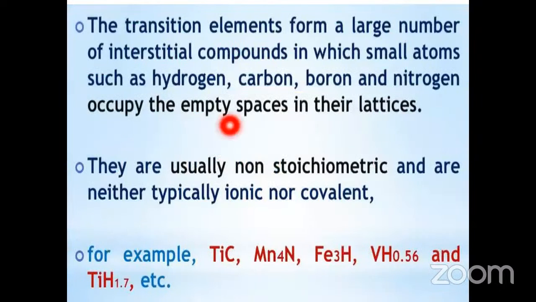The transition elements form a large number of interstitial compounds in which small atoms such as hydrogen, carbon, boron, and nitrogen occupy the empty space in their lattice. They are usually non-stoichiometric and are neither typically ionic nor covalent. These are some examples of interstitial compounds.